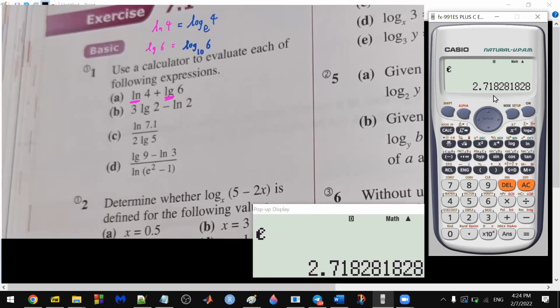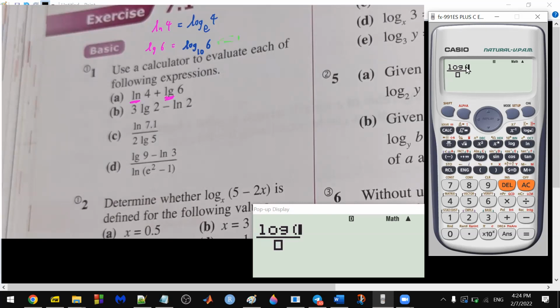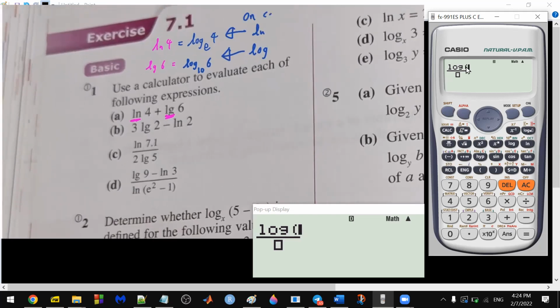Do you want to try, let's say, part D? Actually, I think it's faster if we try together. I can type here. LG 9: do you press LOG or you press LN? LOG here. LOG without a base is referring to LG. Maybe I should write this down. On a calculator, it's represented by LOG. This one is represented by LN on the calculator.